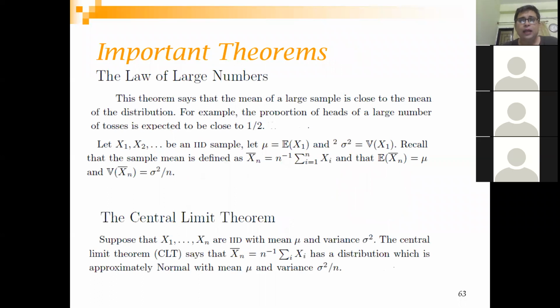And then there are two theorems which are important. The first theorem is called the law of large numbers. It tells you that if you take a sample which is big enough, then the sample mean and the population mean will be close. If you take a smaller sample size, it may be far from the population mean.